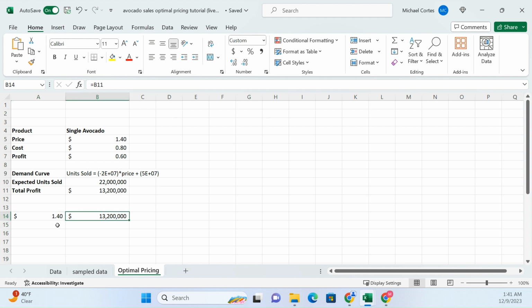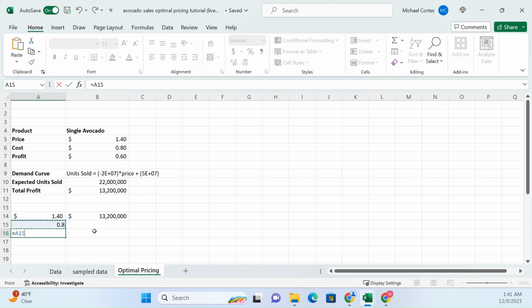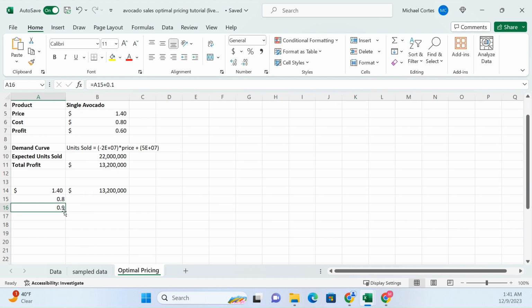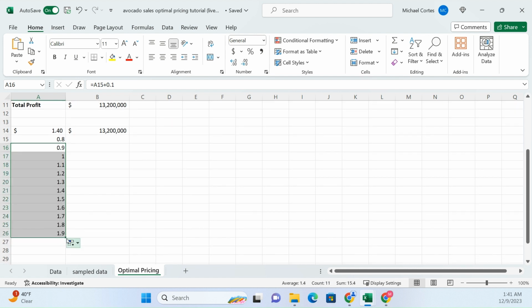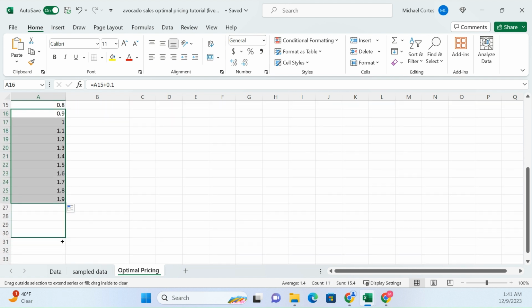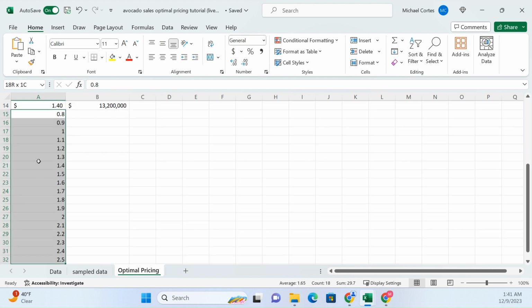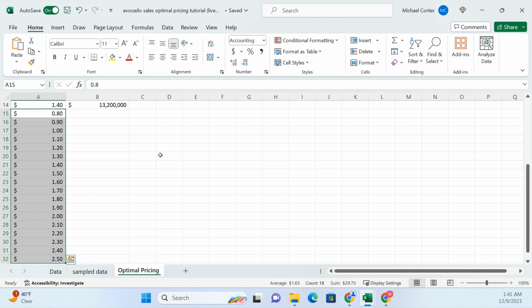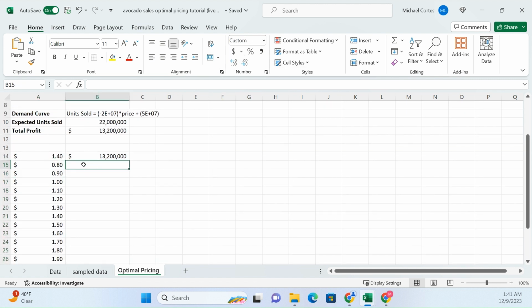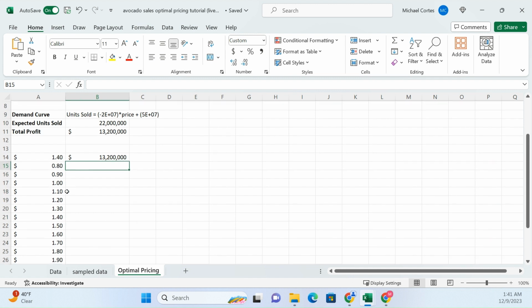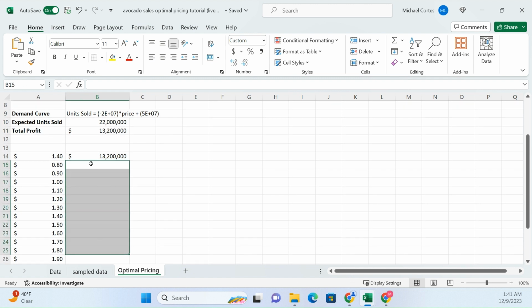So now what we're going to do is create a range of prices. So let's go in units of 10 cents. We're going to start at 80 cents and add 10 cents. And we're going to go all the way to, let's say, 2.5. So let's do that. And let's make this all dollars. Okay. So now we're going to do this what-if analysis, we're going to calculate the range of total profit that we'd get here.